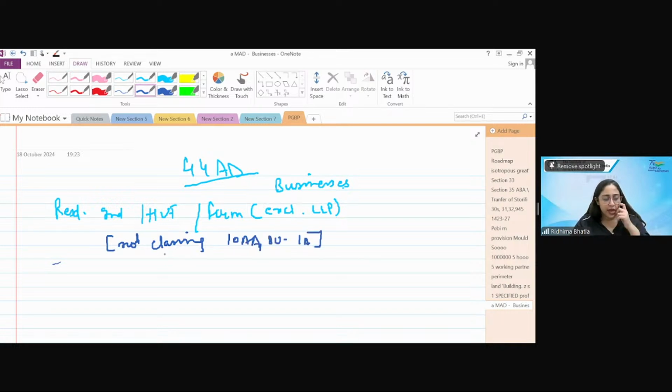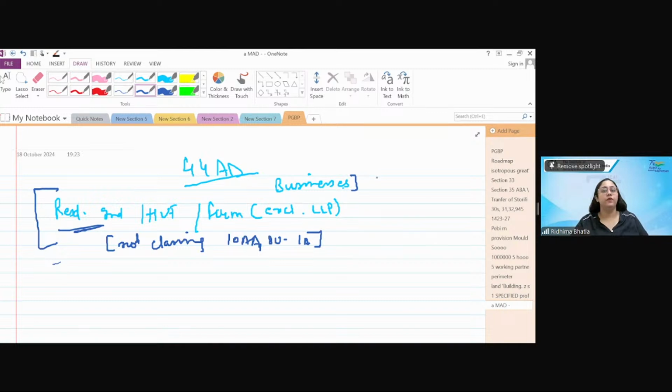Then you can claim presumptive taxation. First of all, who will be eligible? Resident is important. Individual, HUF, firm but not LLP, not claiming 10AA, 80-IA, etc. Okay? And you are into business. Business means any business, separate from profession, obviously. Profession is not a business. Business can be any business. Business of trading, manufacturing, does not matter.